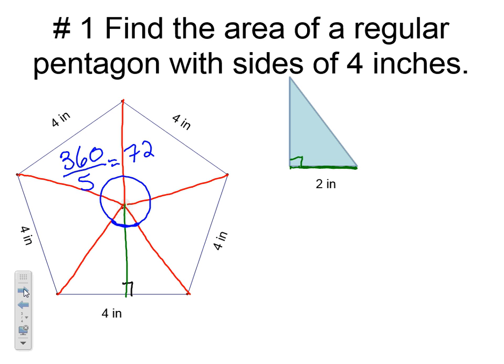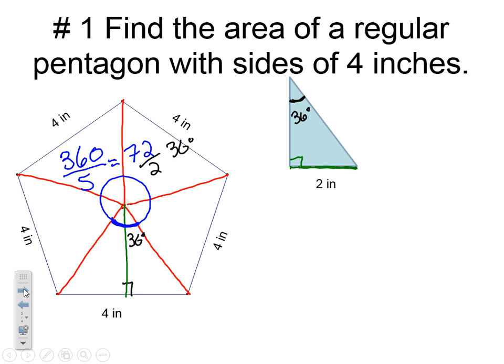Now from there, I know this whole part right here is 72. If I cut 72 in half, because I'm cutting exactly down the middle, I get 36 degrees. So this angle here is 36 degrees. So if I take out my triangle, this angle here is 36 degrees.